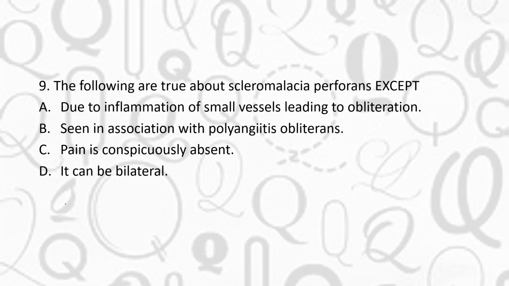Okay, so let's go to the next question. The following are true about scleromalacia perforans. Okay, what is this? This is a new word here. Scleromalacia perforans. What does this word mean to you? Malacia means thinning or melting. Perforans means perforation. So the sclera is melting and perforating.